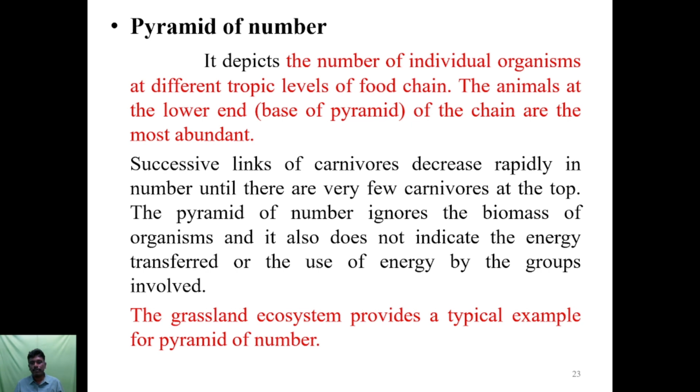Successive links of carnivores decrease rapidly in number until there are very few carnivores at the top. The pyramid of number ignores the biomass of organisms, and it also does not indicate the energy transferred or the use of energy by the groups involved. The grassland ecosystem provides a typical example for pyramid of number. Based on number, the grassland ecosystem occupies the lower level of the pyramid.